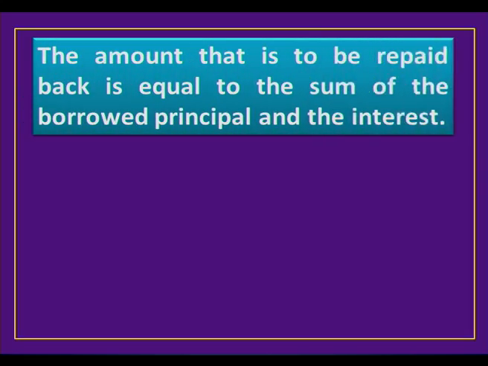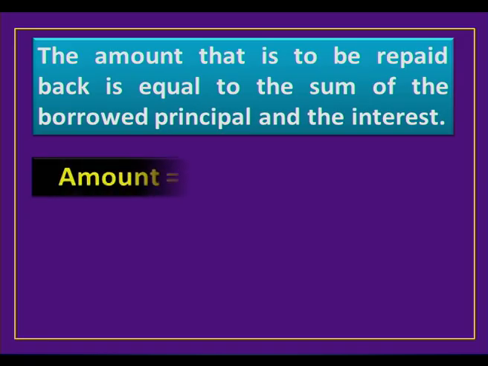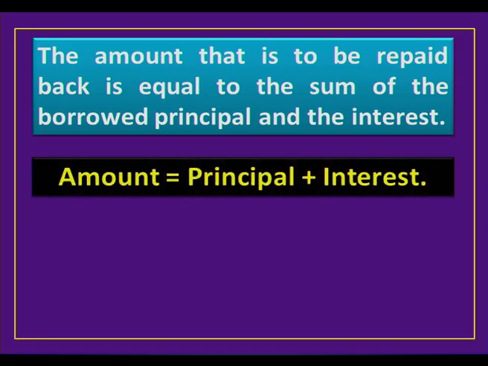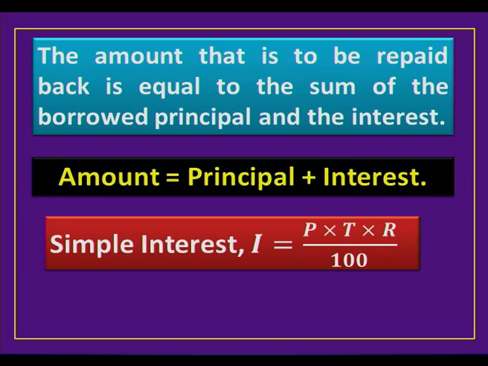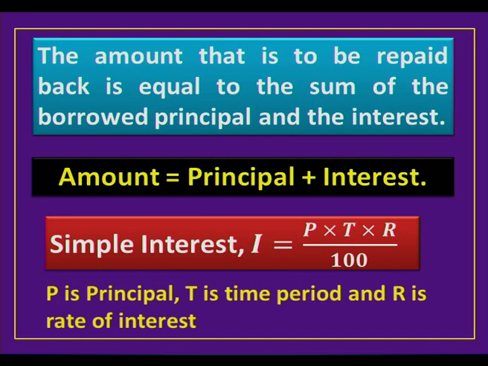Now, children, the amount that is repaid back is equal to the sum of the borrowed principal and the interest. That is, the amount is given by principal plus the interest. That is, whatever we have taken from the bank plus the interest that you are going to pay as extra amount. Simple interest is calculated using the formula I = P × T × R / 100, where P is the principal, T is time period and R is the rate of interest.